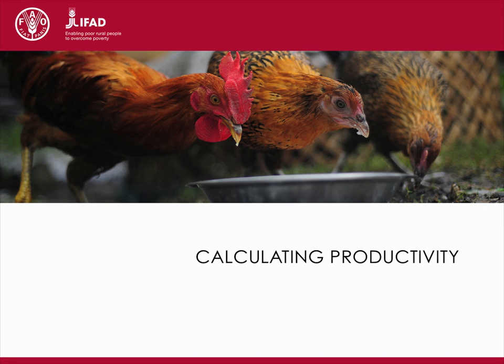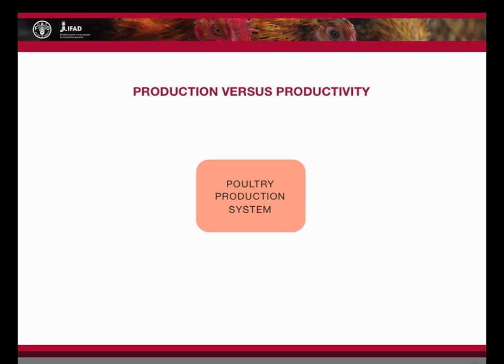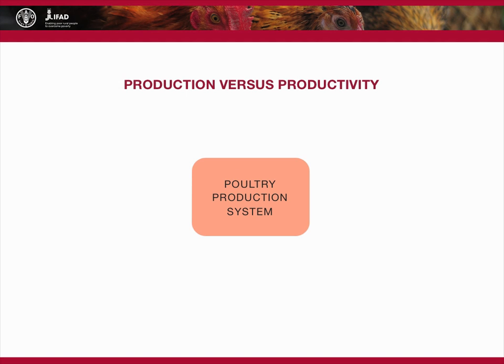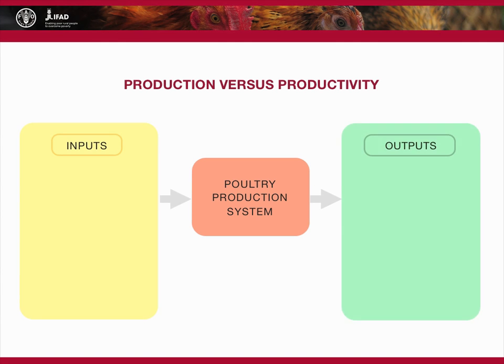Calculating productivity. Generally, technically oriented professionals will focus on production levels. However, livestock keepers will be more interested in productivity and profitability from their livestock enterprises. The productivity of an activity equates to the efficiency of conversion of inputs to outputs.